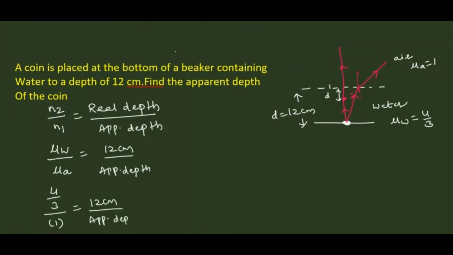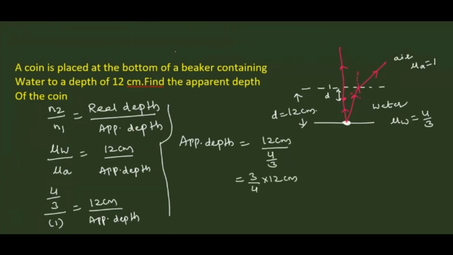Then cross multiply. From this, apparent depth is equal to 12 centimeter by 4 by 3. It becomes 3 by 4 into 12 centimeters. So 4 1 ja, 4 3 ja, that is 3 into 3, that is 9 centimeter. So here apparent depth is equal to 9 centimeters.